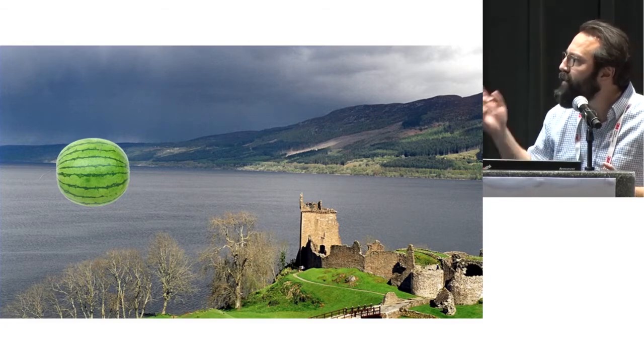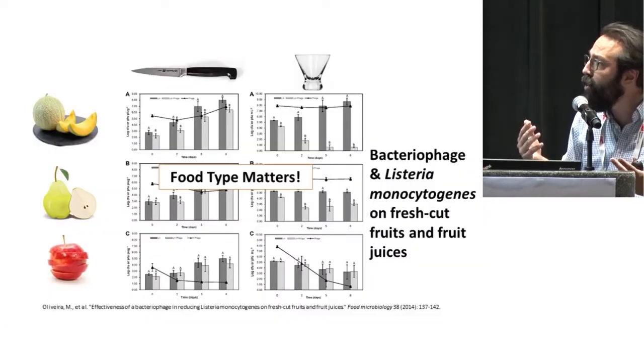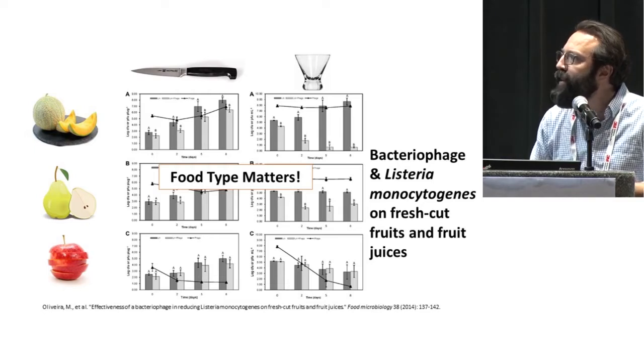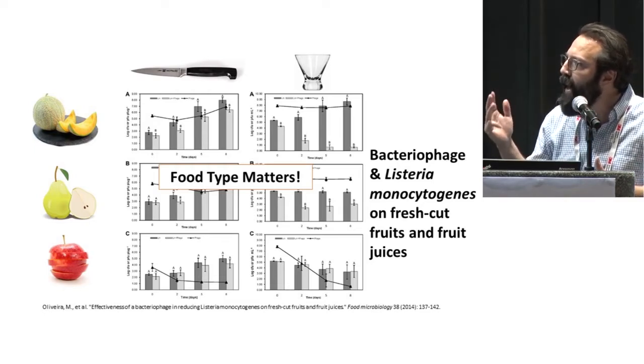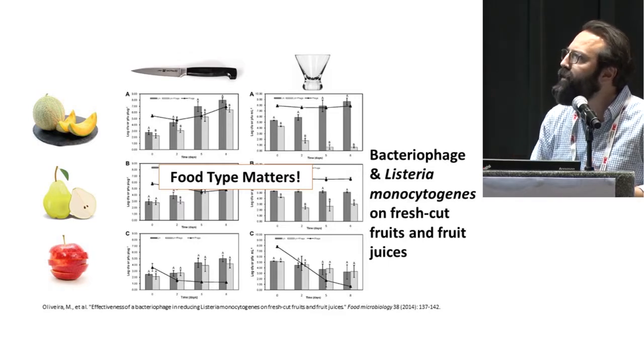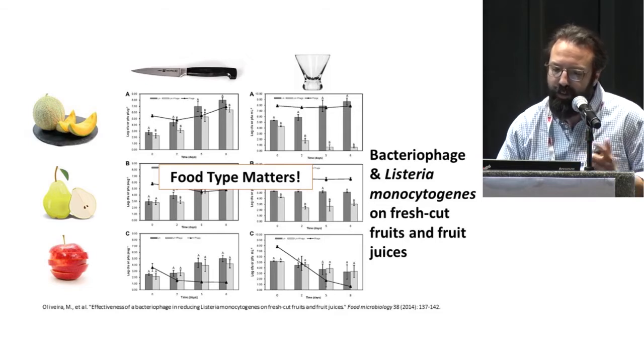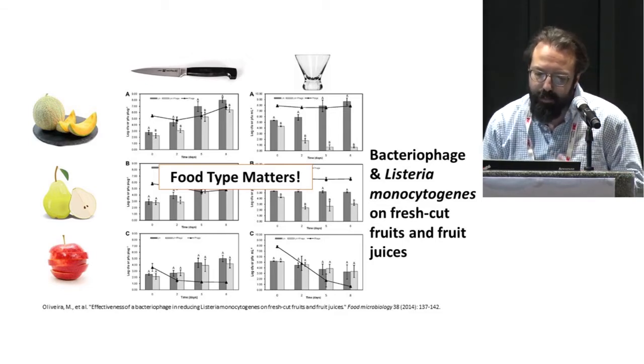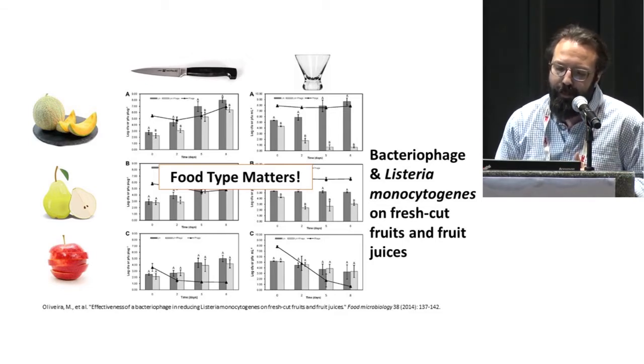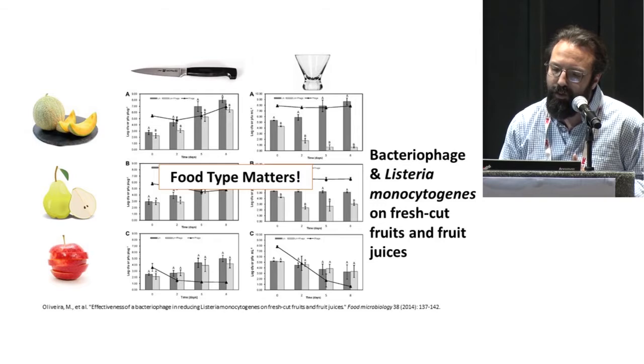And so there was a study out of this other group where they actually started to look into this. They looked at 3 different fruits, melon, pear, and apple, and they looked at sliced versions of this fruit, and then they looked at juiced versions of this fruit. And they had a control here. They inoculated it with Listex, the P100, and they monitored the Listeria levels over time in both the sliced and the juice, and then also the phage levels here with these little triangles.